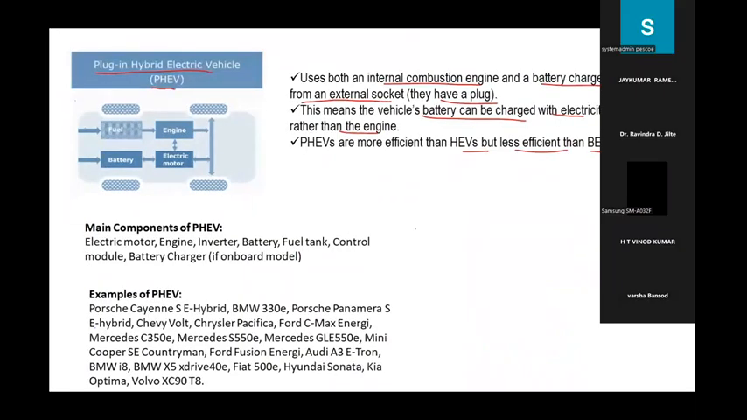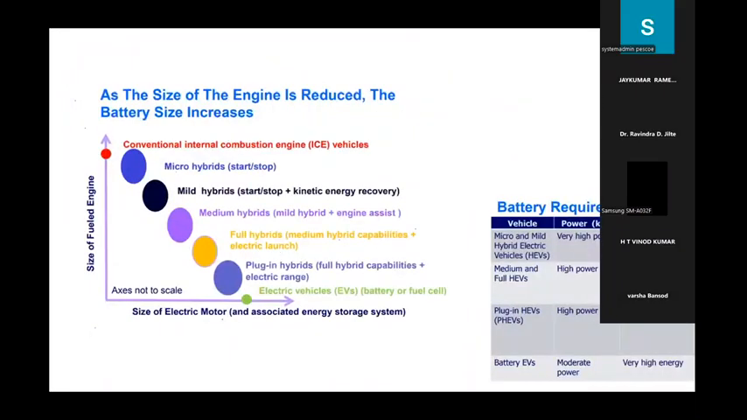If you go through this particular slide, you can understand that on the y-axis there is the size of the fuel engine, and on the x-axis we have plotted the size of the electric motor, which can also be related with the size of the battery systems. For a conventional IC engine, we normally have a battery of maybe 12 volt or something. But if we go from a conventional IC engine to the 100% replacement of the IC engine, that is the pure electric vehicle, then the size of the battery will be larger.